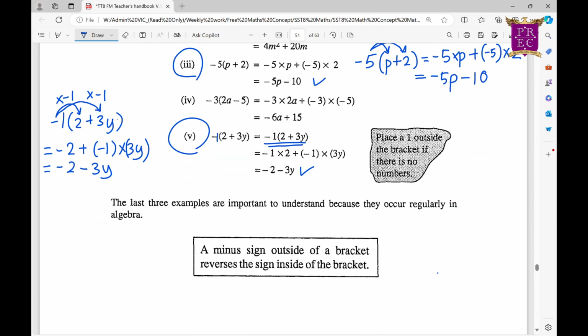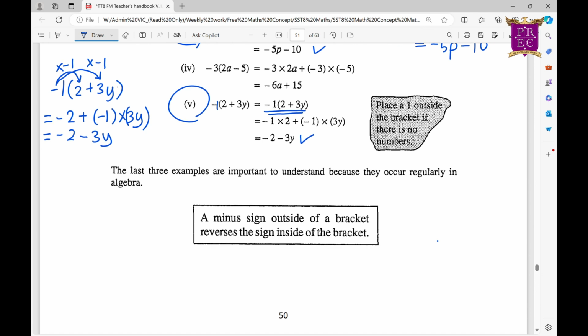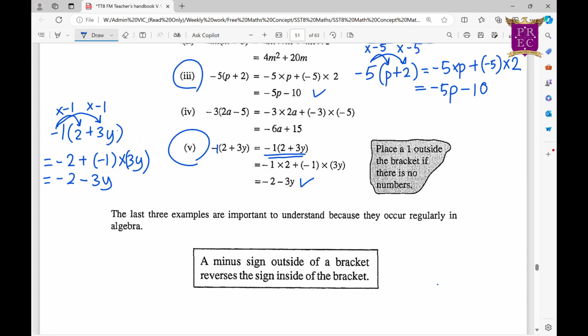Okay. And yep, as it asks you to note, a minus sign outside of a bracket reverses the sign inside of the bracket. And once again, it asks you to pay close attention to the last 3 examples. So just be wary that if you have a coefficient at the beginning of a term inside the bracket, the 3 is going to change that into a negative 6.